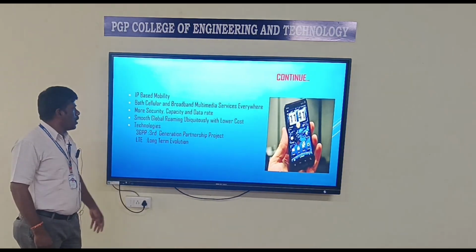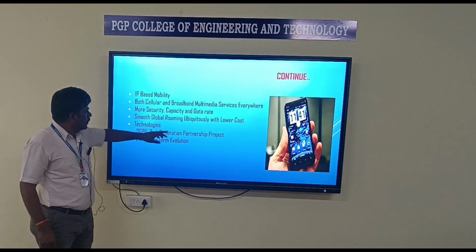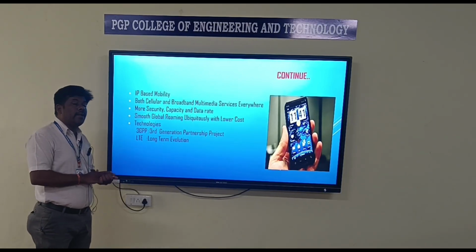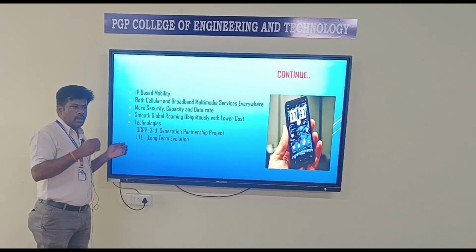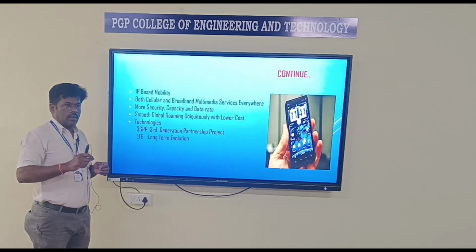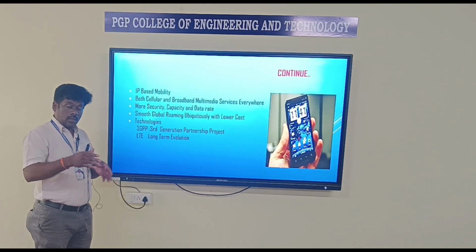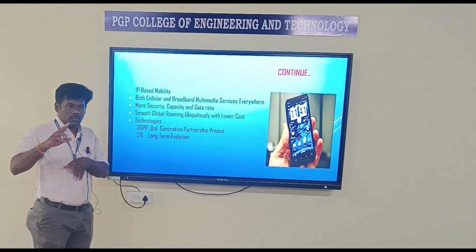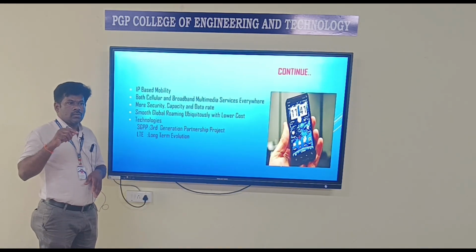Then smooth global roaming with lower cost technology. In 4G they introduced roaming free everywhere in India. Obviously everybody knows, once upon a time we paid for roaming also. Even within Tamil Nadu, the Tamil Nadu circle and the Chennai circle are different. Two circles were there during 2G, before 3G. At that time we paid.